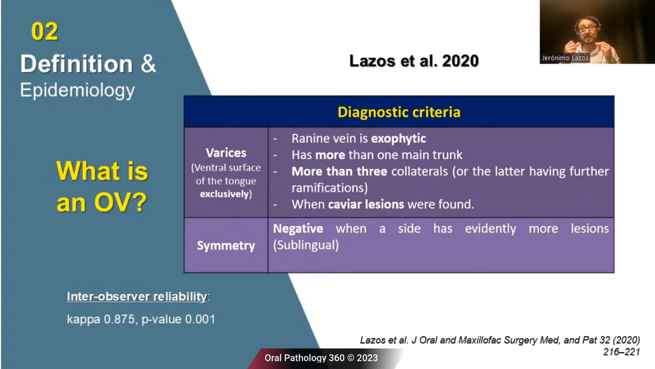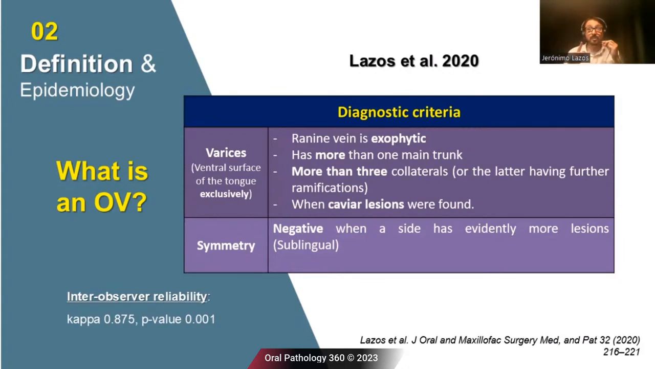So another diagnostic criteria that we proposed when we began to study oral varicosities is the one by our research group. We propose that OB are considered present in a given patient when the running vein is exophytic or has more than one main trunk, or more than three collaterals. So up to three collaterals is okay, it's normal. More than three could be considered positive for oral varices. Or this collateral having further ramifications. We are going to see some clinical examples in a minute, so don't worry if you feel confused right now. Or the third and most important, but at the same time, the most obvious one, when round ectasias are found, the so-called caviar lesions that we saw just a minute ago.